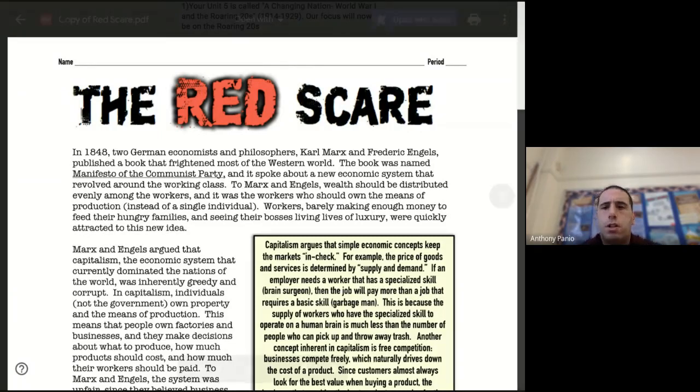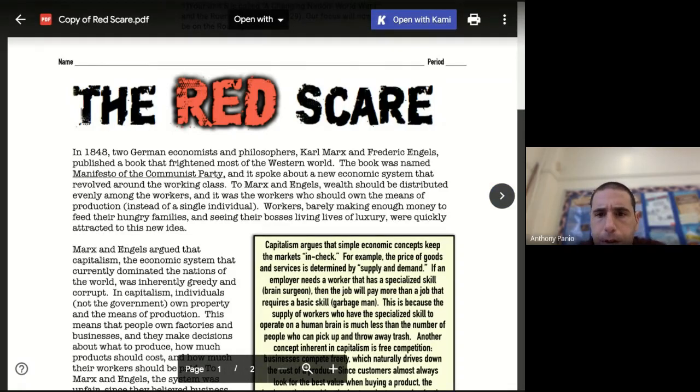All right. Workers barely making enough money to feed their hungry families and seeing their bosses live lives of luxury were quickly attracted to this new idea. All right. So if you're struggling to make ends meet and your bosses are living it up and having a great life, that creates a lot of jealousy.